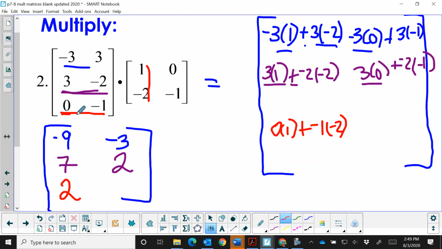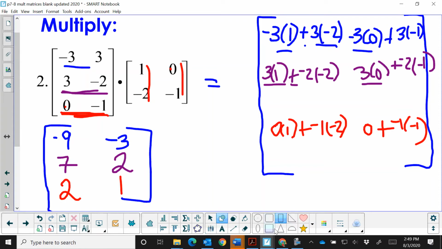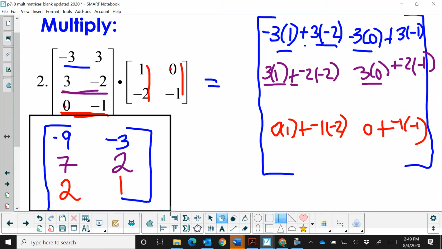And then the bottom row, second column, 0 times 0 is 0 plus -1 times -1 will give me +1. So this is my solution. Let me box it up so we can show it. There's my solution when I multiply these 2 matrices together, a 3 by 2 times a 2 by 2. And my answer is a 3 by 2.